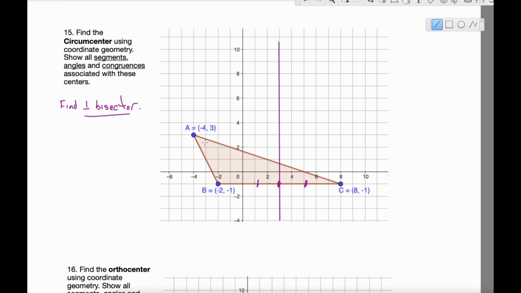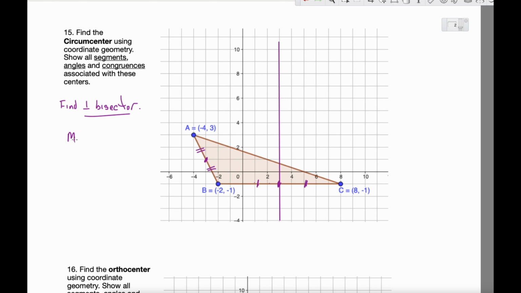Okay, let's find our midpoint of A to B. So here I'm going down 4 and over 2. So let's take half of 4 and half of 2. So that means I will go down 2 and over 1. That is my midpoint.